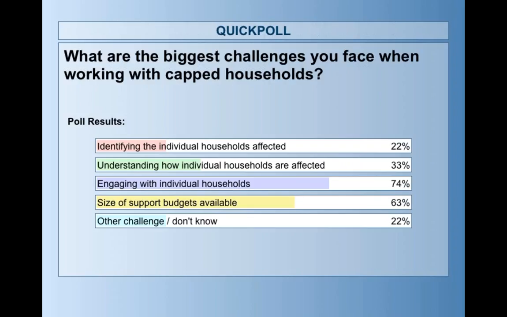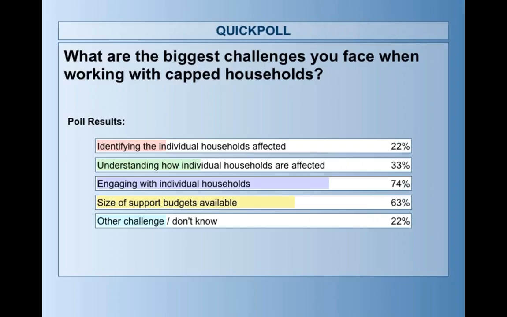So it's interesting to see, and I'm not surprised, we had an event here at our offices recently where engaging with those households that were affected was one of the biggest challenges. So I'll try and spend a bit more time toward the end of this talking about how Croydon are doing that.